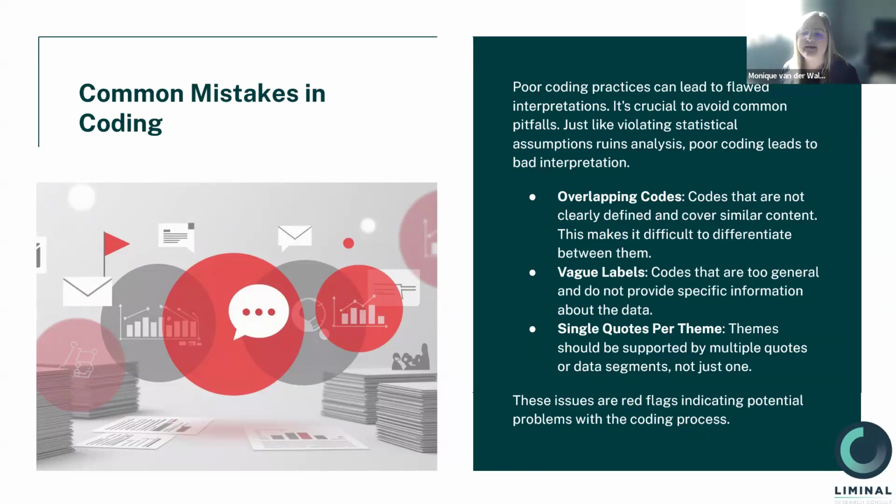It could also be that your labels or codes are quite vague, too general, and do not provide specific information about that data. Or a mistake could be that you only have one quotation per theme, meaning that themes should be supported by multiple quotations or data segments and not just one.